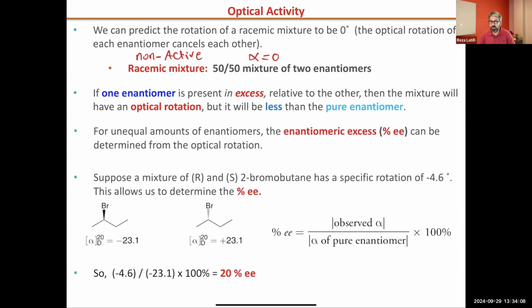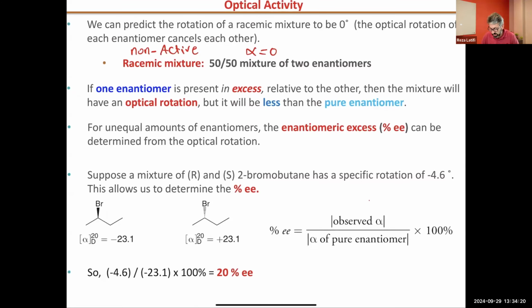Now, if you have an excess of one of those enantiomers, then you will see some rotation. And there is a way to calculate how much of that specific enantiomer we have. So we're going to read the observed rotation. That one is going to be easy to read. And how about the pure one? Where do I get the pure one?